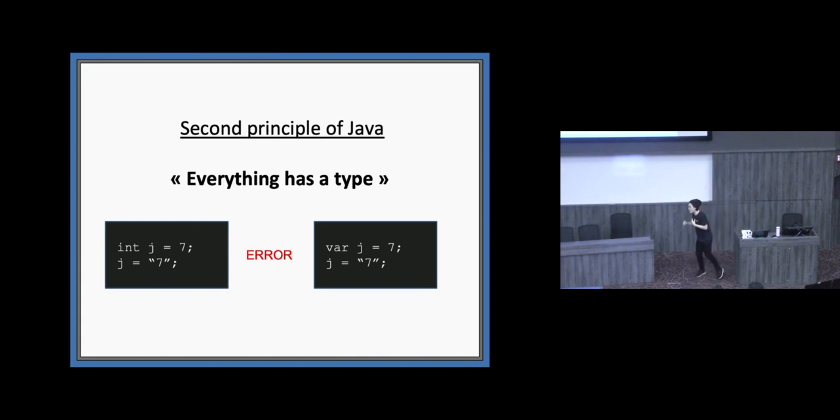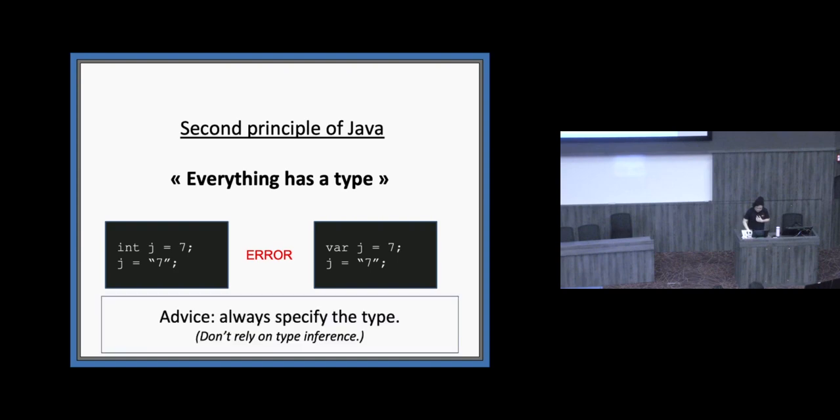Okay? And from that point onwards, it will always be an integer. Okay? So it doesn't change. Again, maybe try not to use var. Okay? So advice, always specify the type. Please don't rely on type inference.